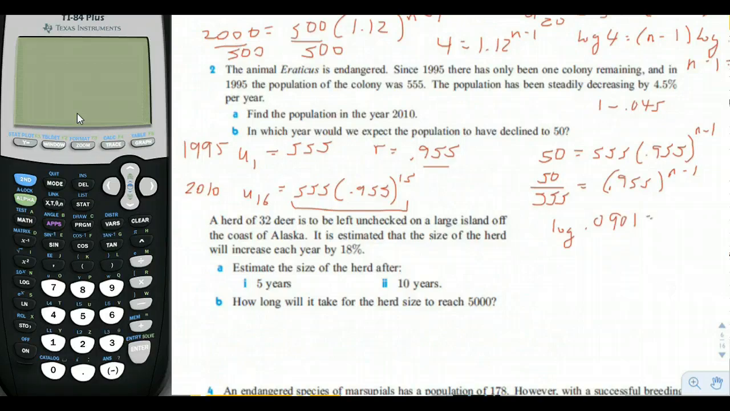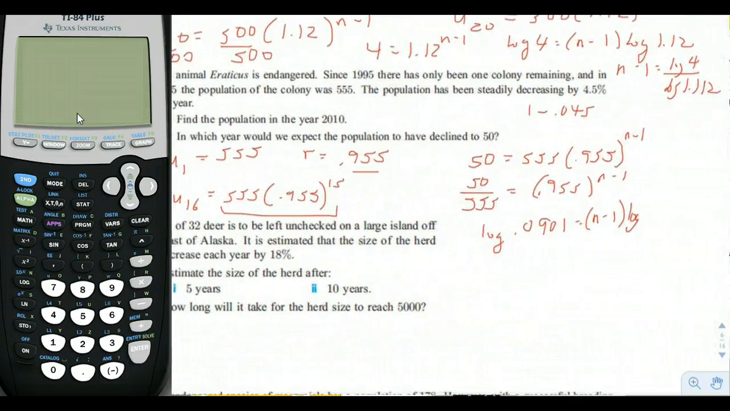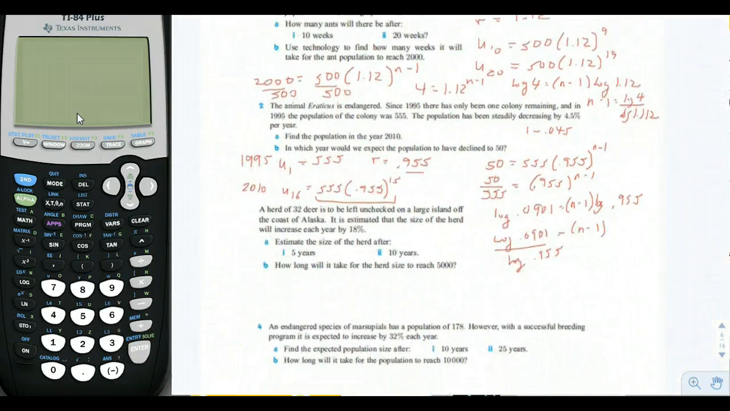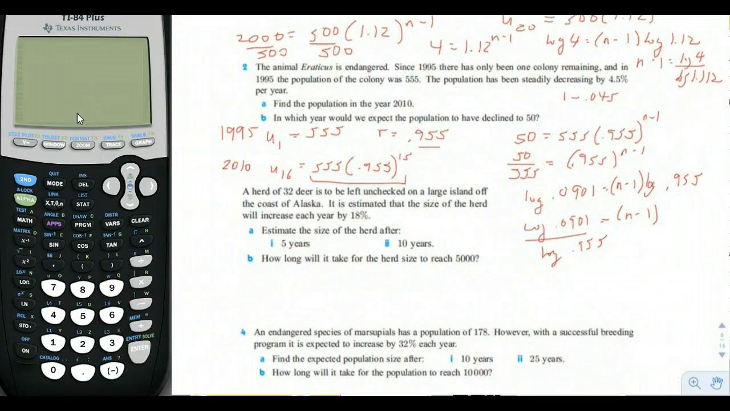And then on this side we have n minus 1 times the log of 0.955. And then n minus 1 is actually equal to the log of 0.0901 divided by the log of 0.955. And that will give us a value for n, and then we'll be able to figure out how many years it would take to get to a population of 50.